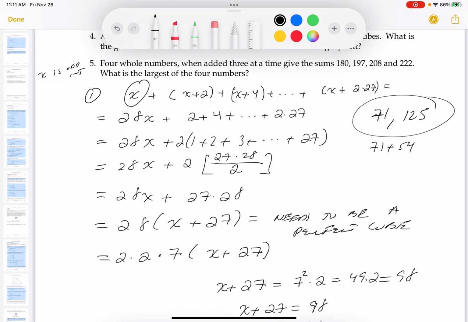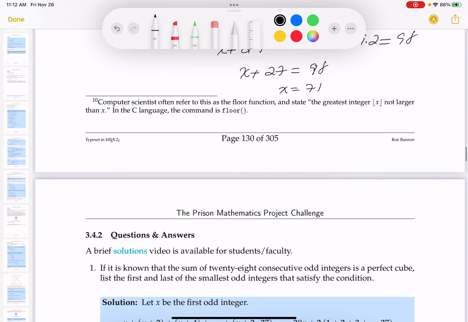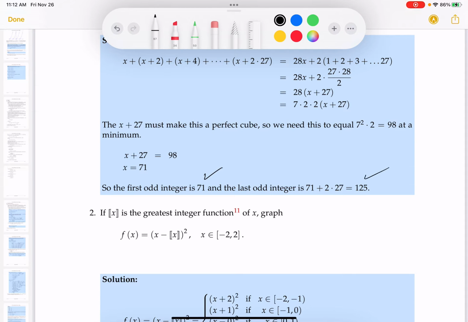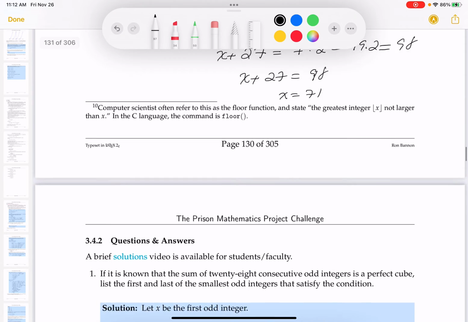All right, before I do that, I'm going to make sure I did that right. 7 and 5, 120, yeah, 125. So the smallest would be 71, the largest would be 125. All right, let's see how we did. And first item is 71, the last one 125. All right, that wasn't bad.